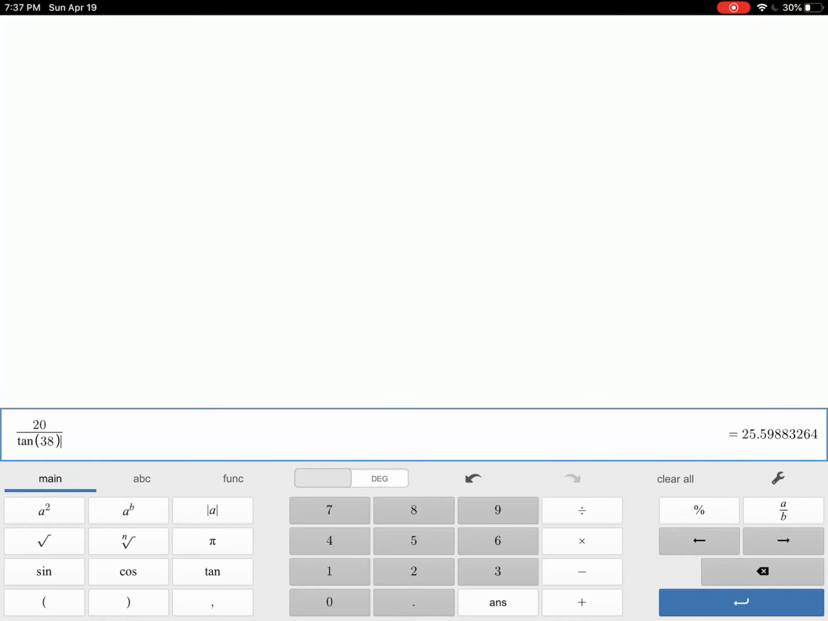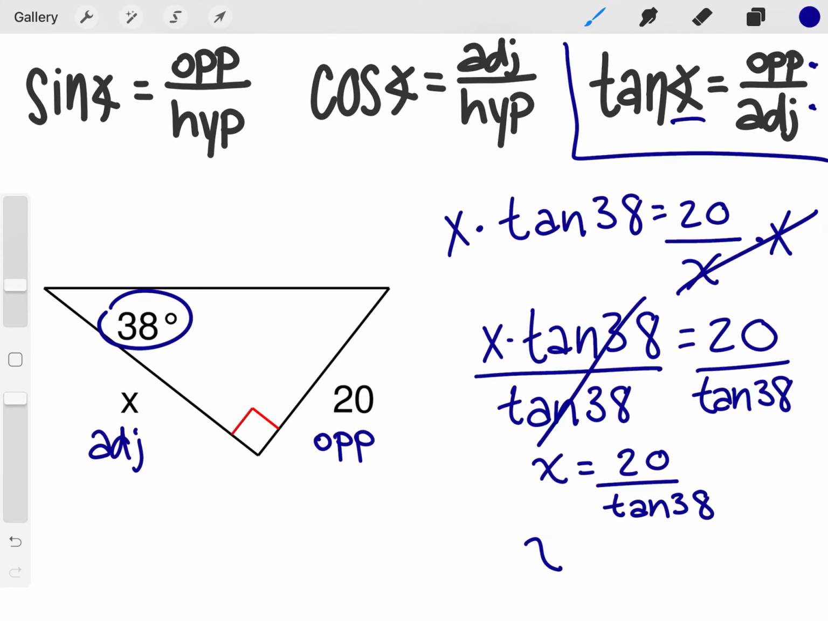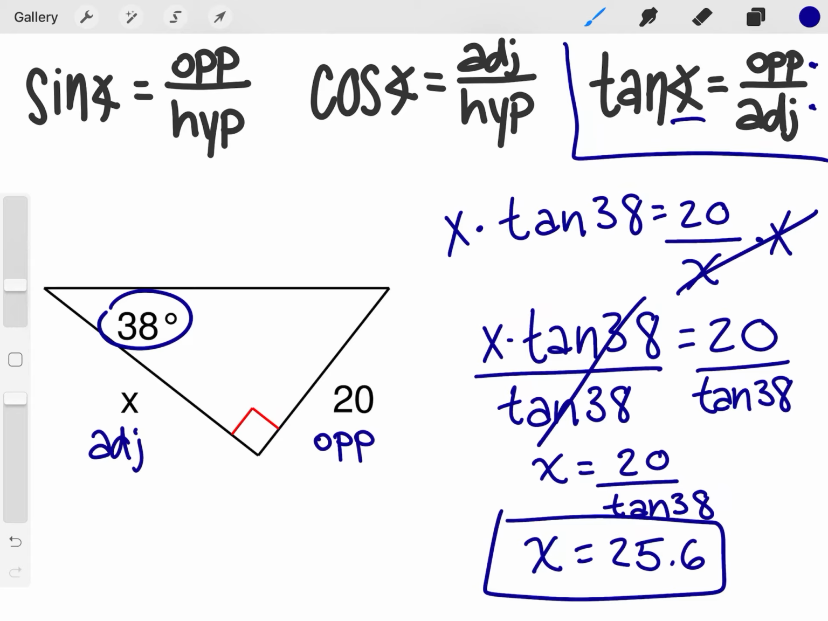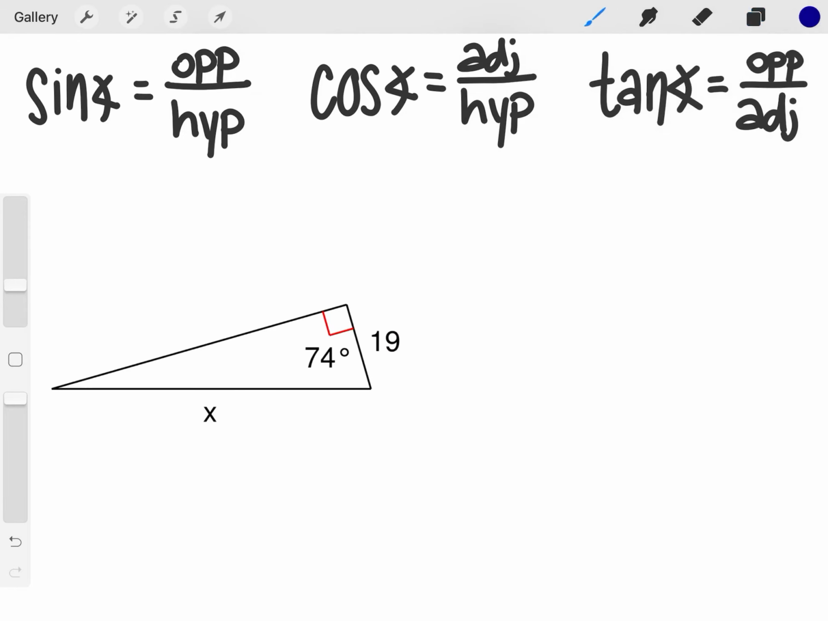So what does 25.59883264 become when rounded to the nearest tenth? That's right, it becomes 25.6. And that's going to be our answer. All right, another one that we're going to do just like that with that same amount of support.